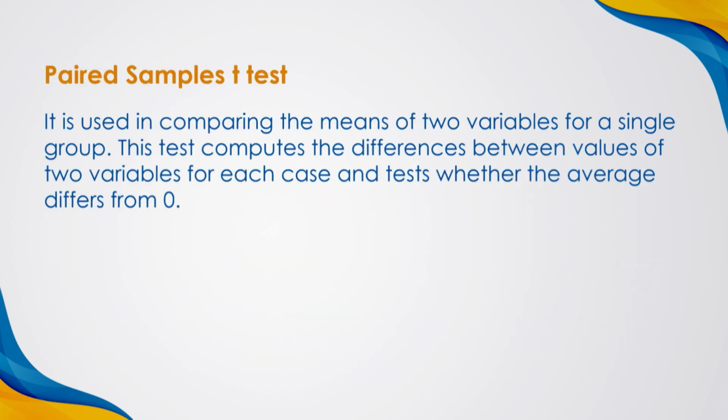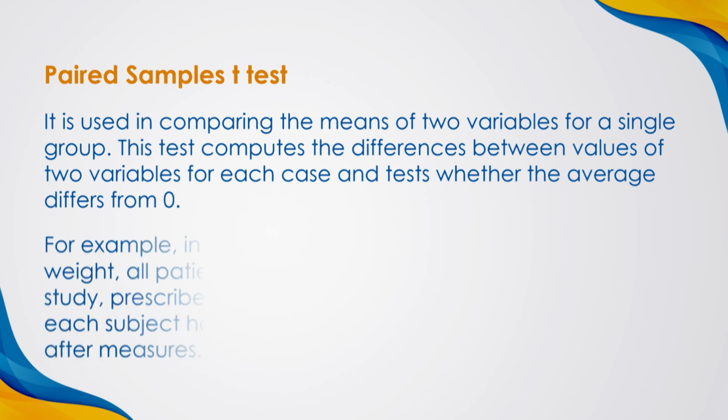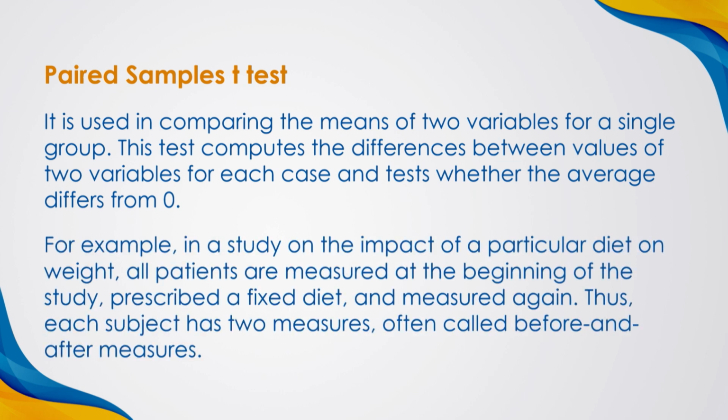It is also used in comparing the means of two variables for a single group. This test computes the difference between values of two variables for each case and tests whether the average differs from 0. For example, in a study on the impact of a particular diet on weight, all patients are measured at the beginning of the study, prescribed a fixed diet and measured again. Thus, each subject has two measures, often called before and after measures.